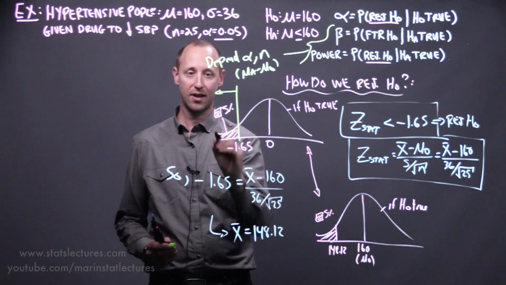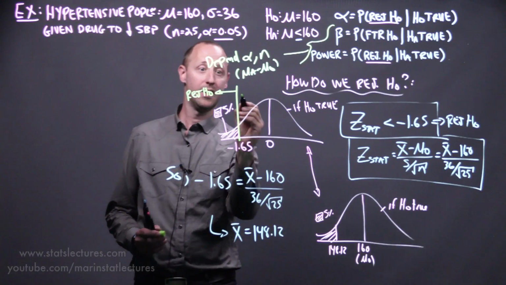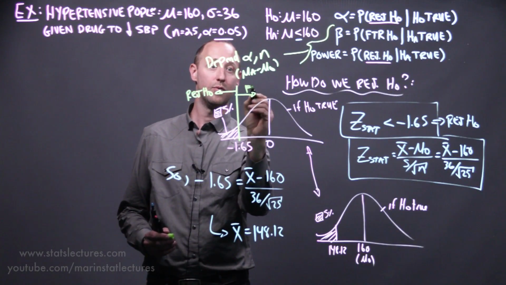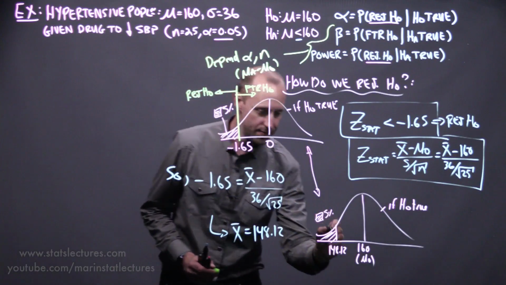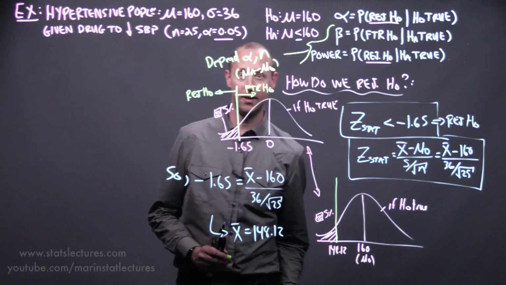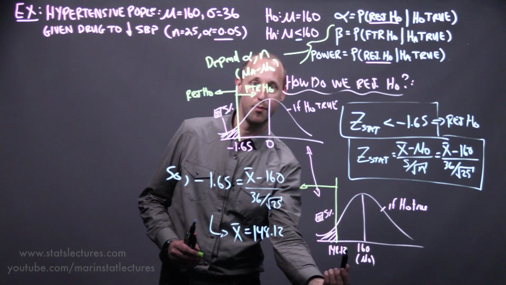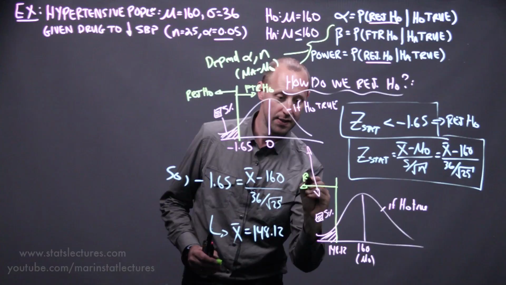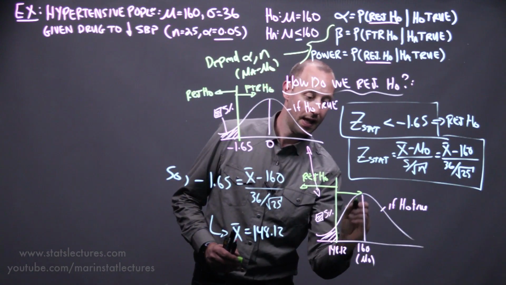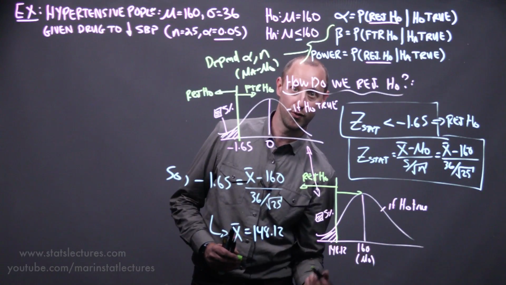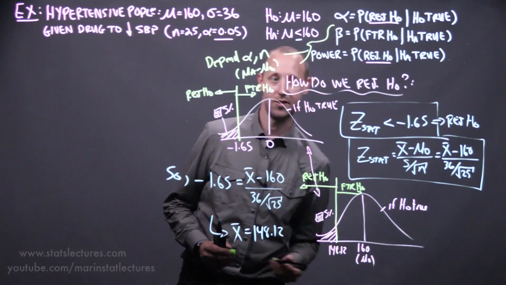Anything less than negative 1.65 means we're going to reject the null hypothesis. Anything larger than that, we're going to fail to reject the null hypothesis. Or again, thinking on the scale of the sample mean, any sample mean of 148.12 or less, we're going to end up rejecting the null hypothesis. Any sample mean greater than 148.12, we're going to fail to reject the null hypothesis.